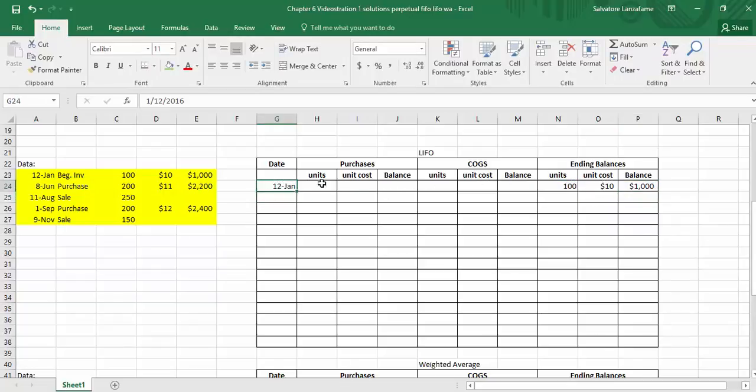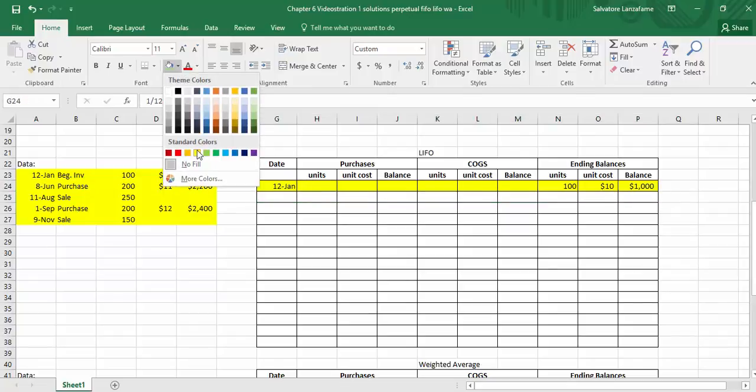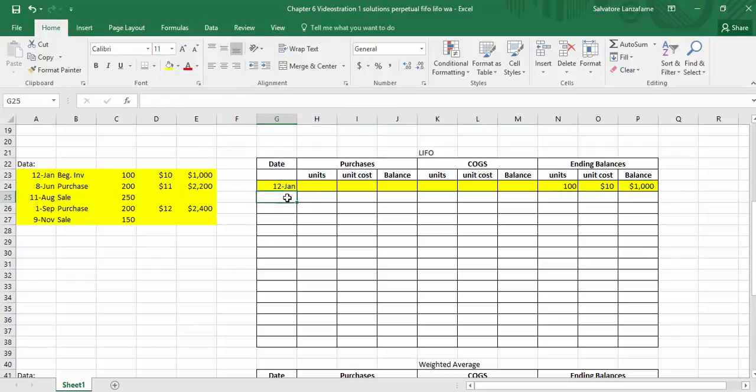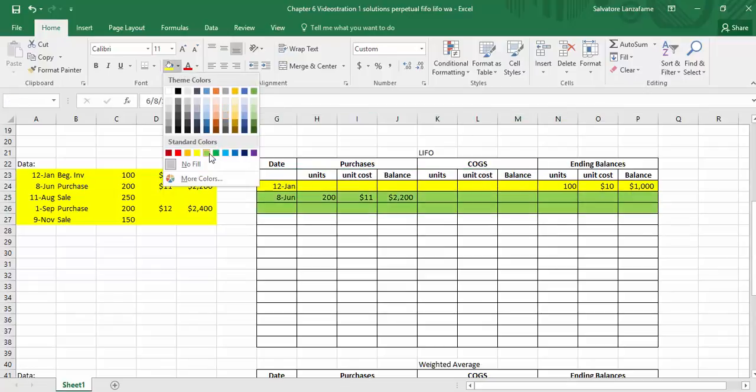And let me color code that in yellow. The next thing, June 8th, we bought 200 at $11. And these cost us $2,200 to acquire. So now my balance, if you remember from up top, I have to show not only what I acquired, but what I had. I think I had put this in green.